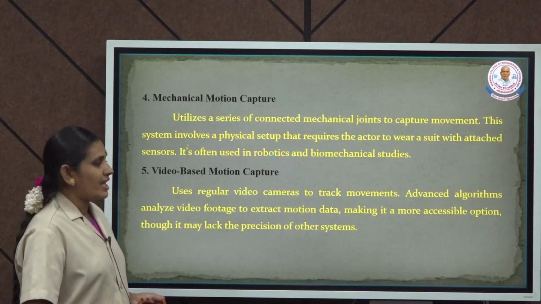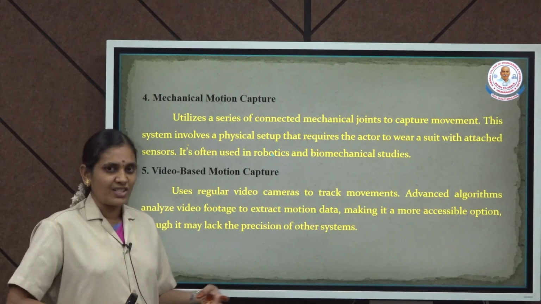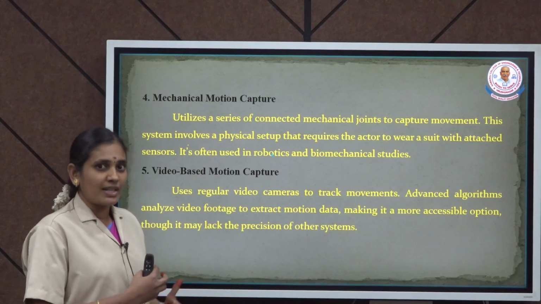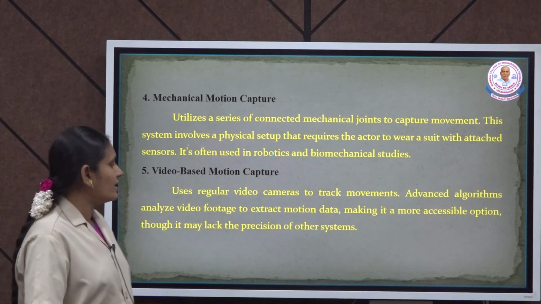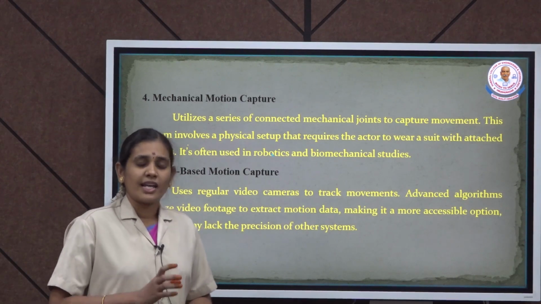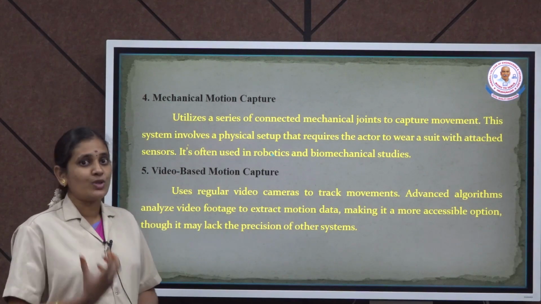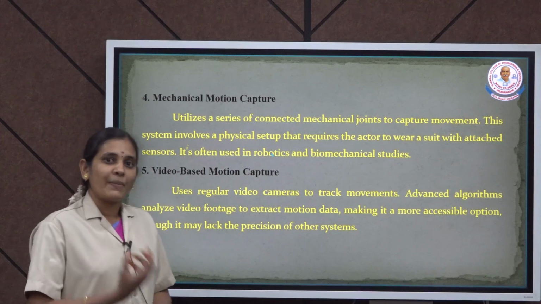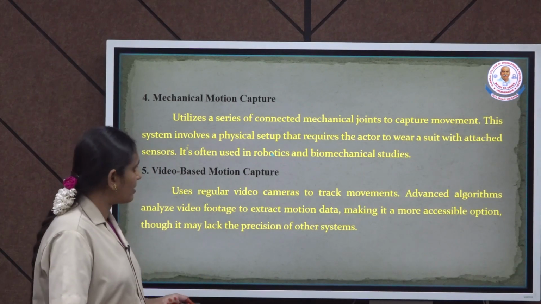Next, mechanical motion capturing. In mechanical motion capturing, a series of mechanical connections is created between each joint of the object. Based on the connections, the action is measured. Next, video based motion capture. In video based motion capture, a regular video is captured. The regular video is then converted into a digital skeleton. That digital skeleton data is then combined with the 3D model for creating a realistic animation.